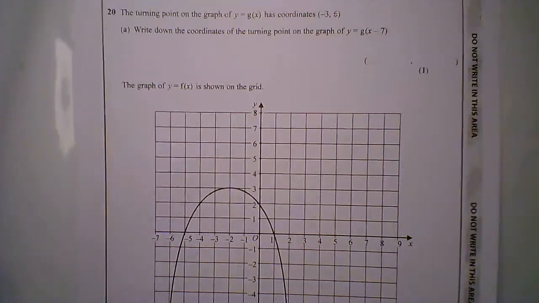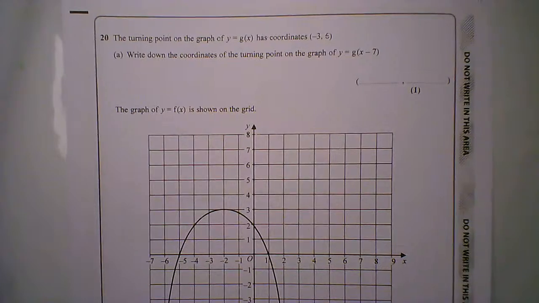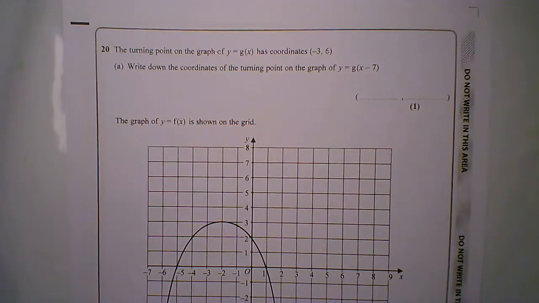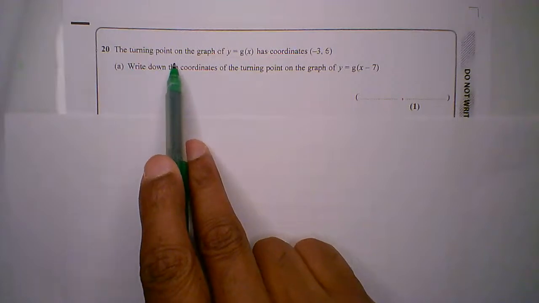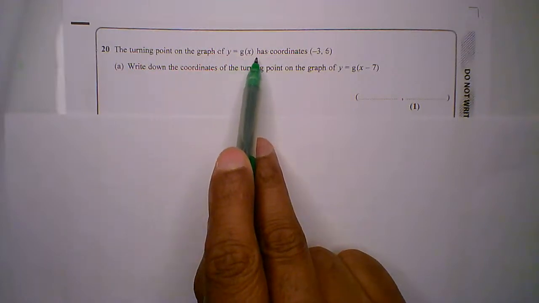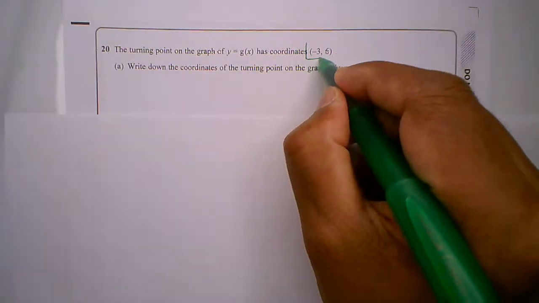Question 20. Starts off nice and straightforward, this one. So I'll give you a few moments to do that. Off you go. Question 20A. If you need more time, press pause. So the turning point on the graph of y equals g(x) has coordinates this.